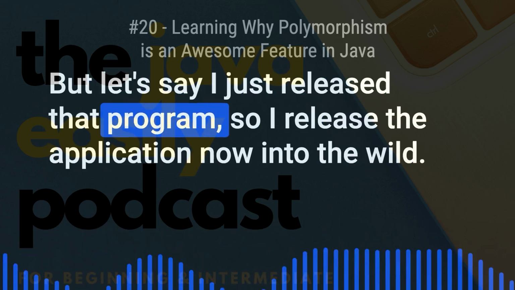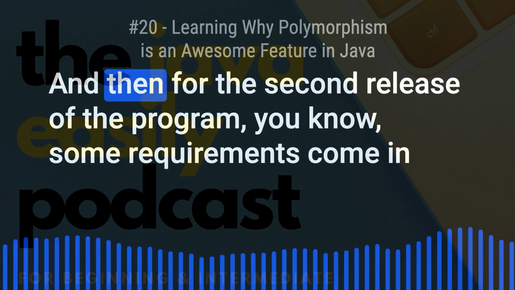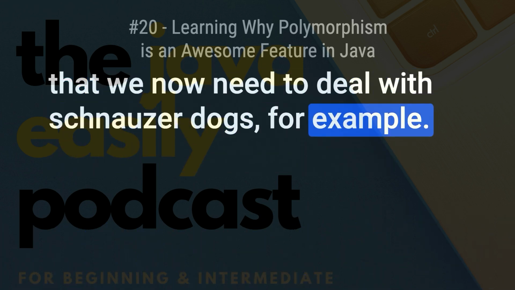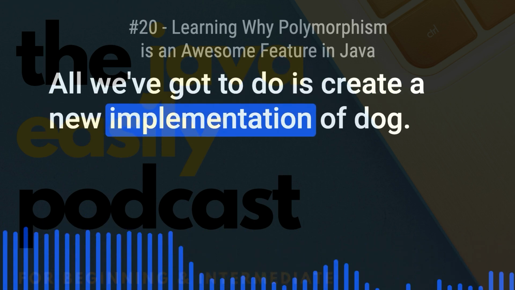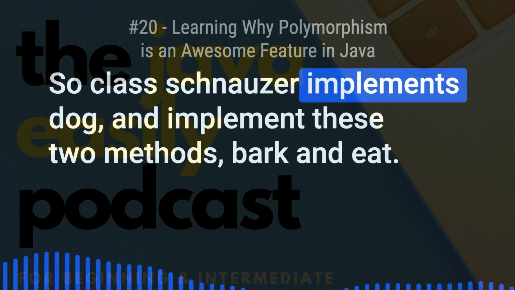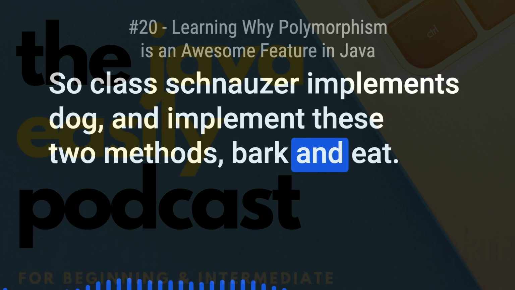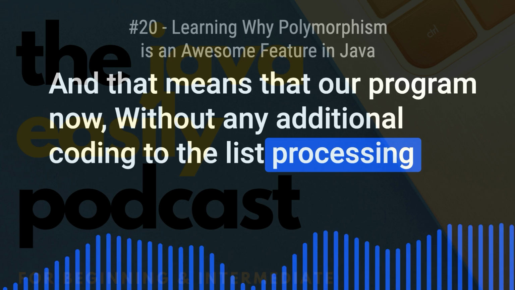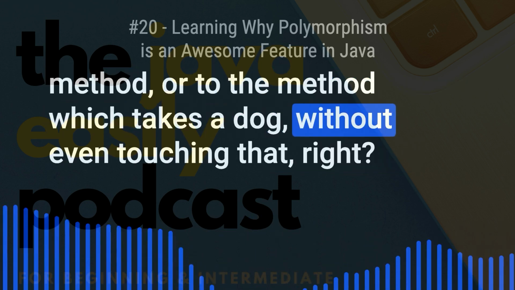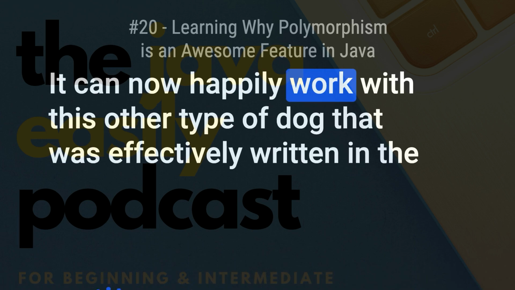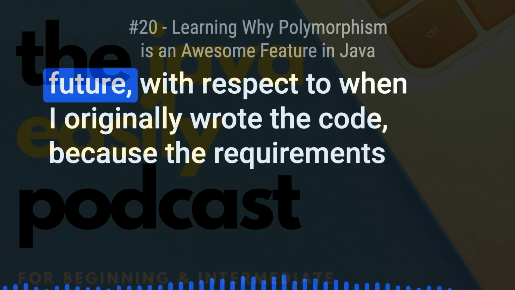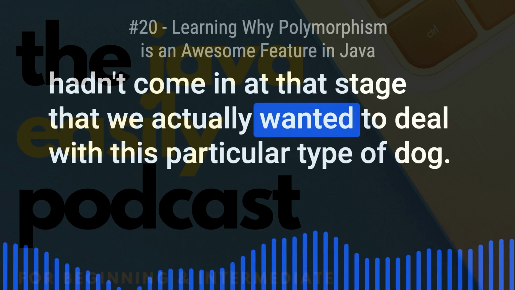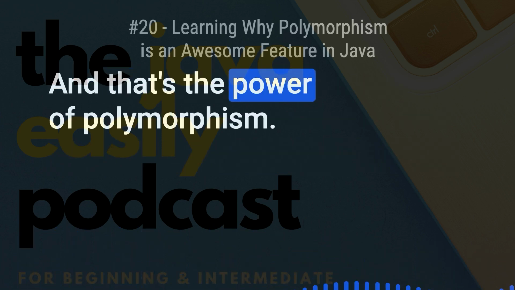But let's say I just released that program out into the wild. Then for the second release, some requirements come in that we now need to deal with Schnauzer dogs, for example. Well, no problem. All we've got to do is create a new implementation of dog. So class Schnauzer implements dog, and implement these two methods, bark and eat. That means our program now, without any additional coding to the list processing method or to the method which takes a dog, without even touching that, can now happily work with this other type of dog that was effectively written in the future with respect to when I originally wrote the code, because the requirements hadn't come in at that stage. And that's the power of polymorphism.